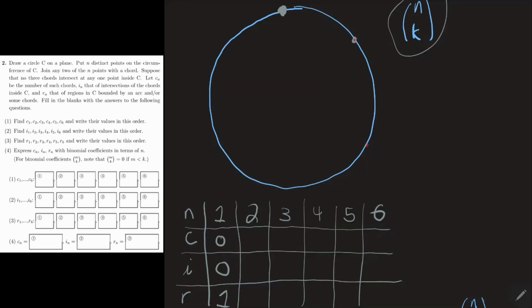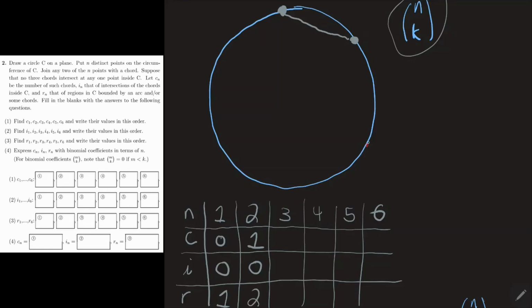So now let's add a second point. So now the number of chords is 1, right? Because we have these 2 points, they make 1 chord. So C sub 2 is 1. The number of intersection of chords is still 0. And now the number of regions is now 2, since this chord split our circle into 2 regions. We have this big region right here, and we also have this smaller region. So now we have 2 regions.